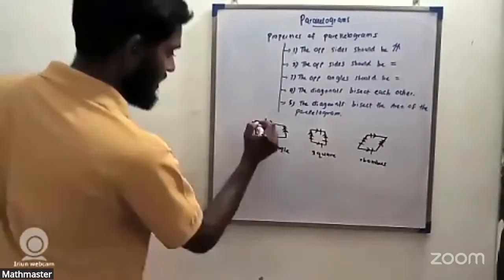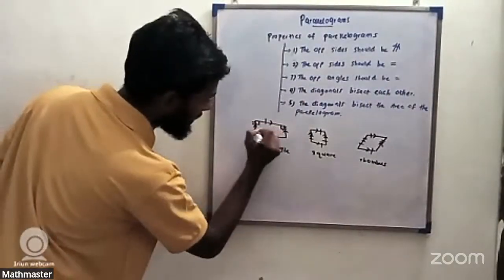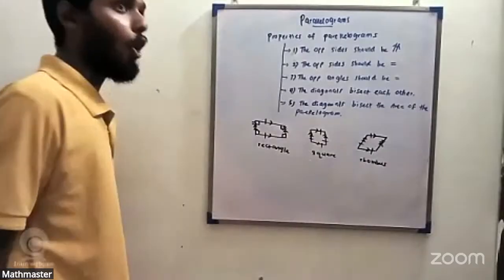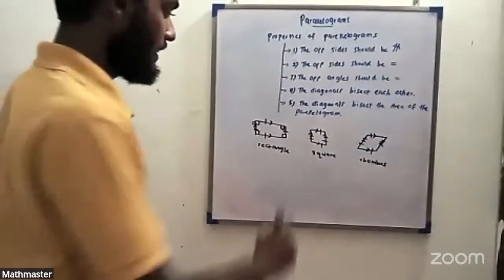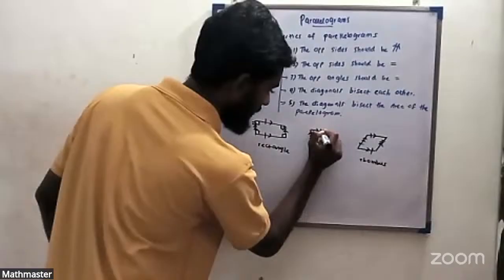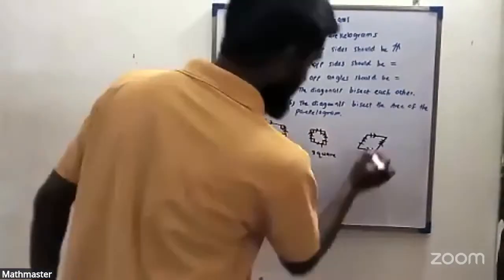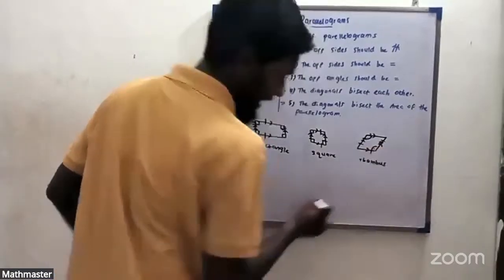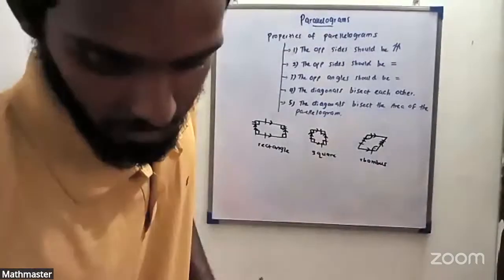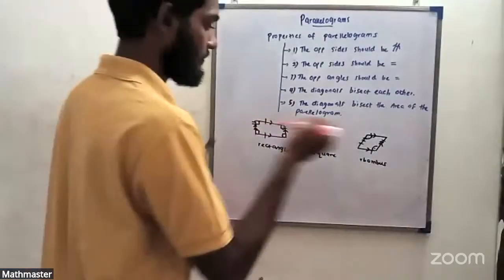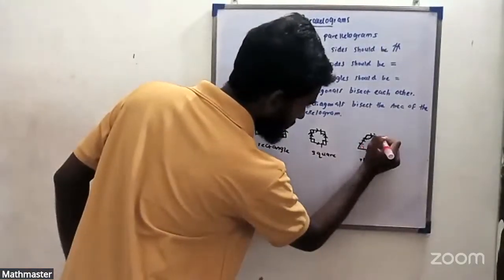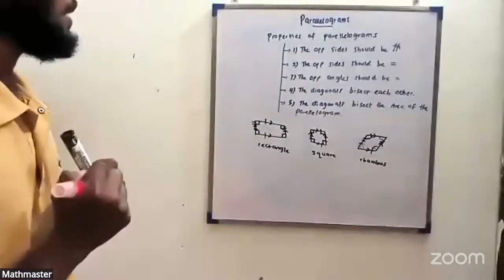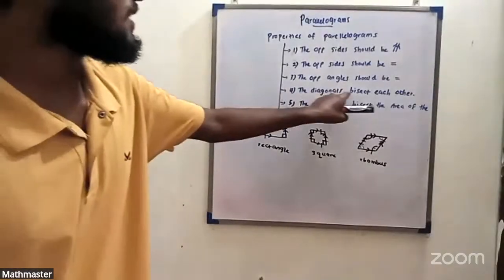Yes. In a rectangle, all the angles are 90. In a square also, all the angles are 90. Rhombus, the opposite angles: this one is equal to this, and this angle is equal to this. That is also done. Fourth, the diagonals bisect each other.